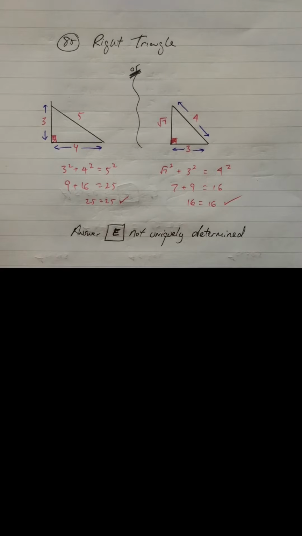Then the sum of the squares of the legs will also equal the hypotenuse squared. Here we have the square root of 7 squared plus 3 squared equals 4 squared, or 7 plus 9 equals 16, and 16 equals 16. Therefore, the correct answer is E, not uniquely determined.